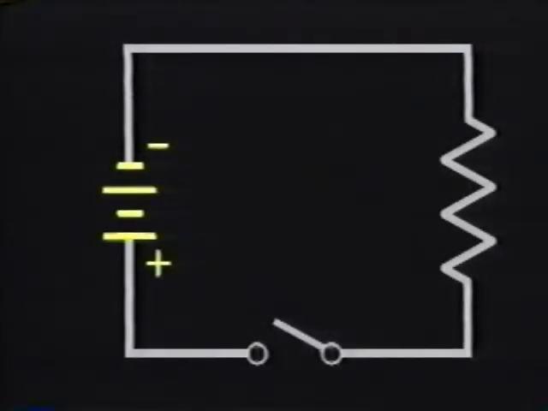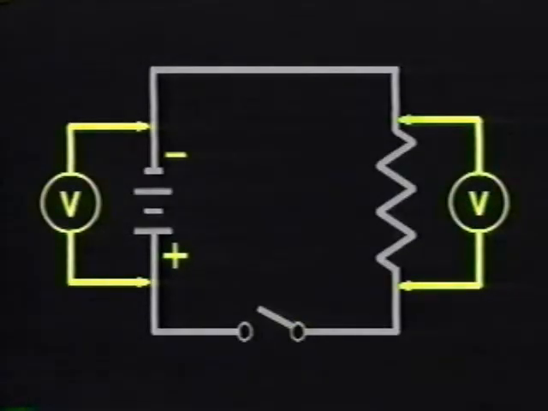Look at this schematic. Notice the symbol for the 6-volt battery. It has a long line at one end representing the positive terminal and a short line at the other end for the negative terminal. These terminals give a voltage source its polarity. This schematic also includes a resistor, a switch, and 2 voltmeters.